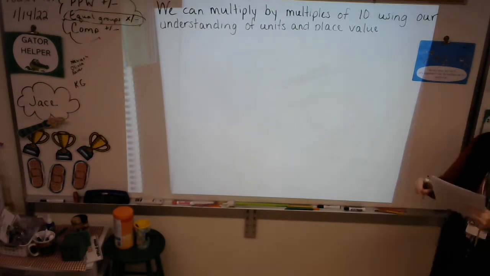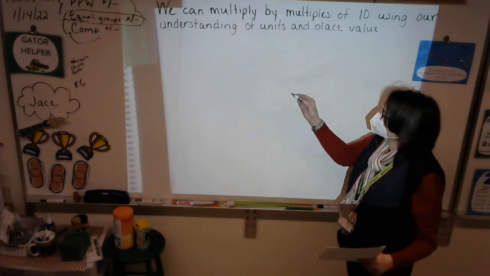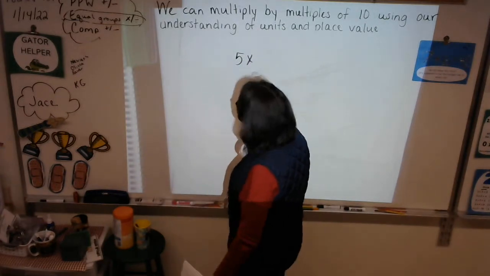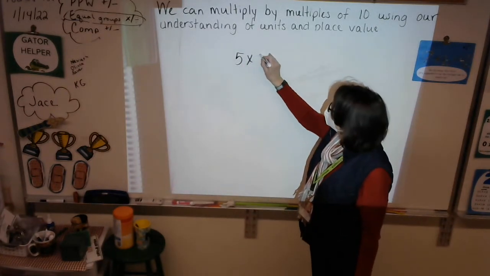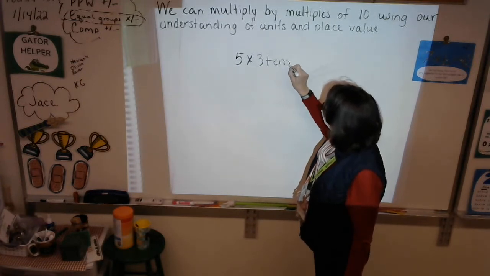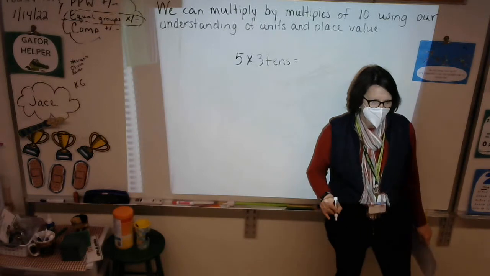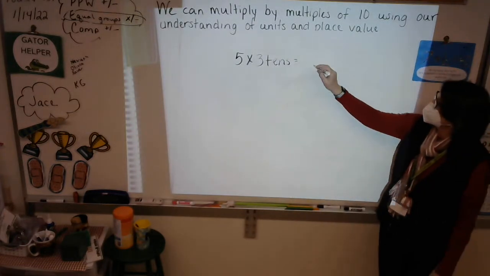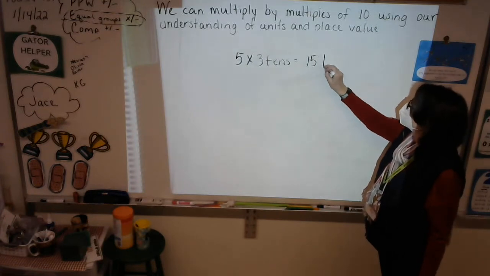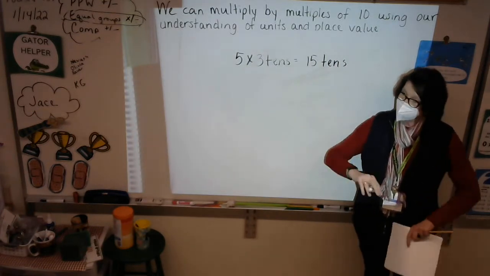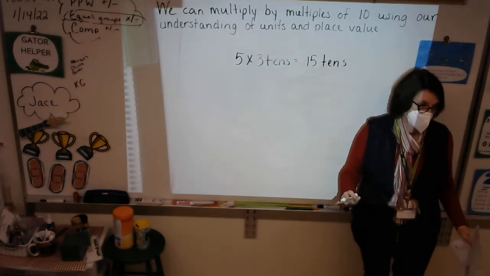Okay, so let's just take another one. Let's do 5 times 3 tenths. 5 times 3 tenths equals what? Very good. Nice job, Nevada. 15 tenths. Okay, let's go from this unit form to just regular old standard form.